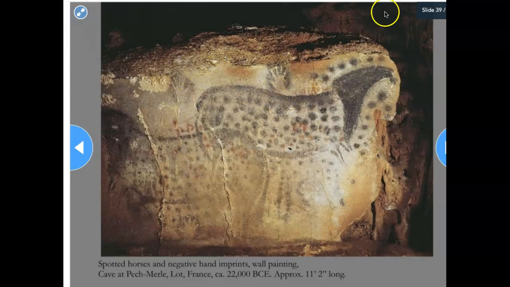Okay, 24,000 years ago, someone put their hand up and made that. And to me, I always feel a connection to this person. But the question is, how did they do this? How did they get the negative hand imprint? And also, how did they get the spots from the horse onto the wall? Think about that for a minute.